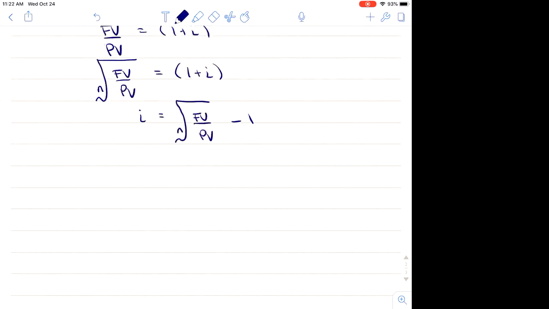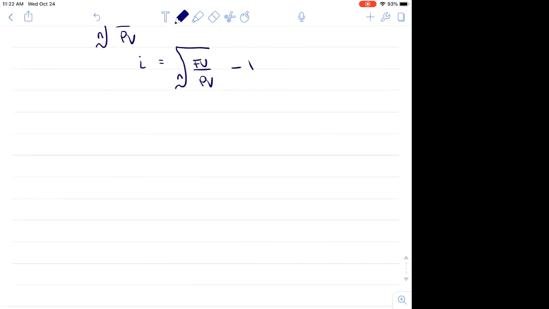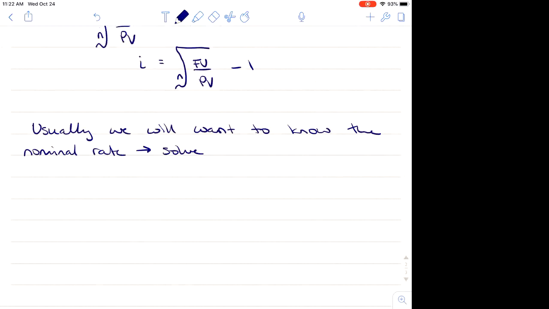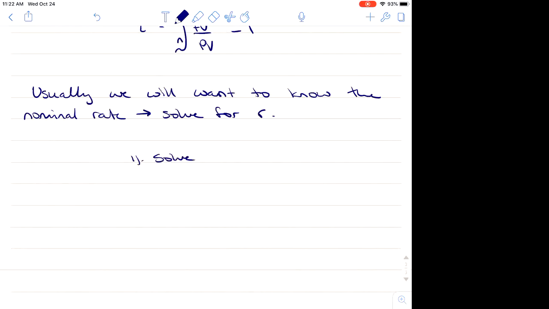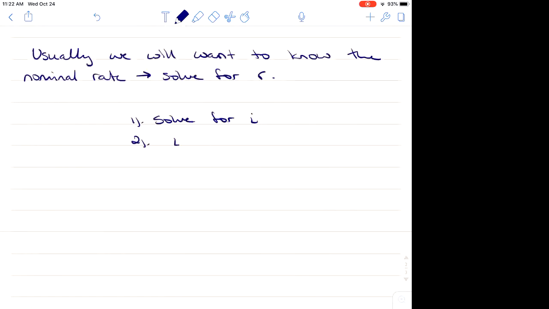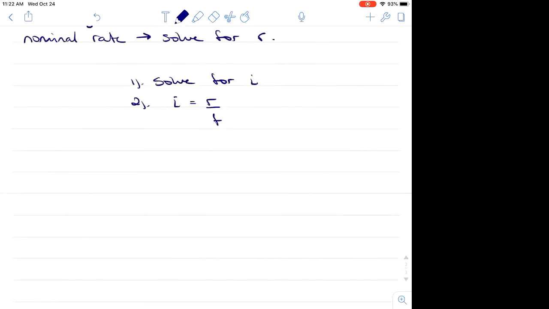I remember, I is the periodic interest rate, right? Usually we will want to know what the nominal interest rate is, which means we have to solve for R. So once we've solved for I, step 1, solve for I, and step 2, use I equals R over F to solve for R. So it kind of has that added element of calculation.